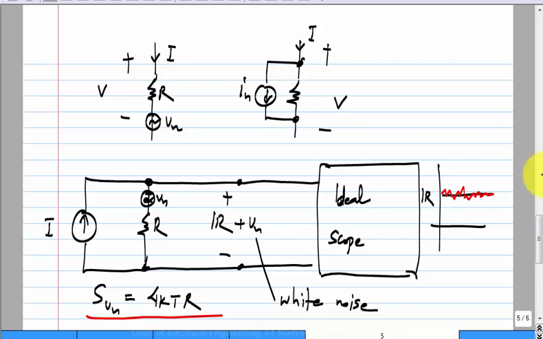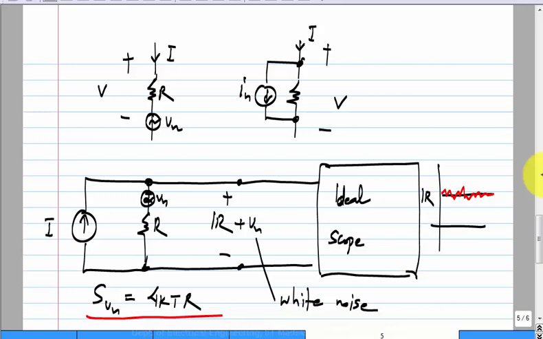Imagine each of you, from your seat, measures this, passing I through R. What will be the average value of all your measurements? IR, obviously, because somebody will have positive noise, somebody else will have negative noise, and if you take large enough numbers, all those will average out to zero. What will be the variance of the measurements, or the standard deviation?